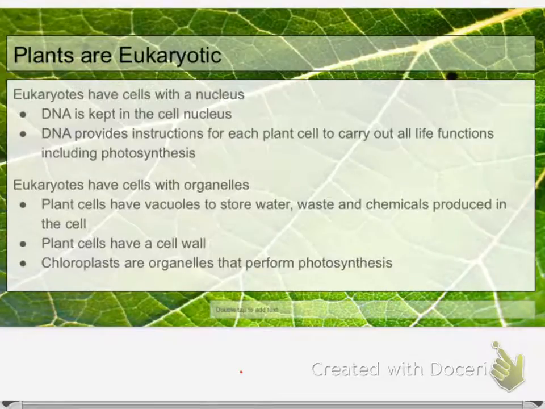Okay, so we said they're eukaryotic. They have cells with a nucleus. The DNA is kept in the nucleus. DNA is instructions. They have organelles. We're going to talk about those.